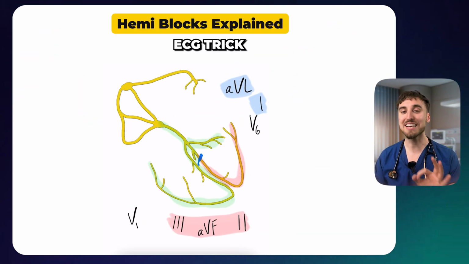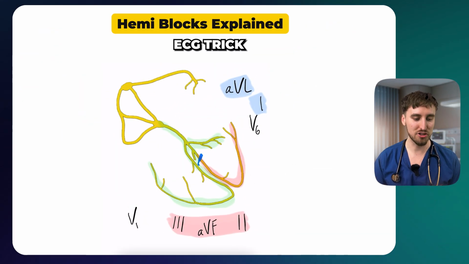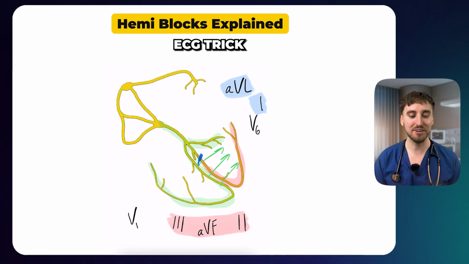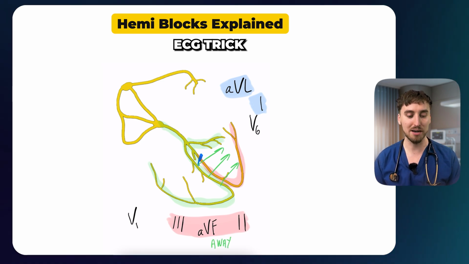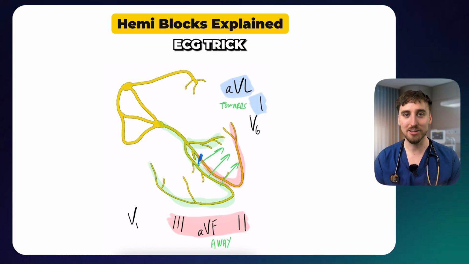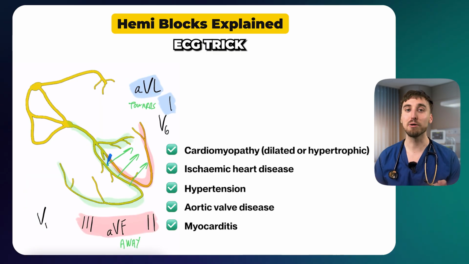Let's come back to a left anterior fascicular block. Okay, so there's going to be slow depolarization in this direction up towards the left-hand side. The current is moving away from 2, 3 and AVF, so it's going to be negative in those leads, but moving towards 1 and AVL, so it will be positive. This will automatically make a left axis deviation. It's as simple as that. Again, the causes are typically the same as a left bundle branch block.